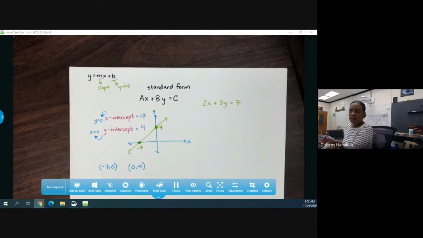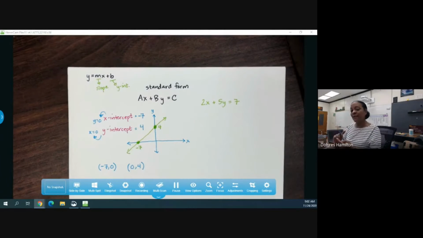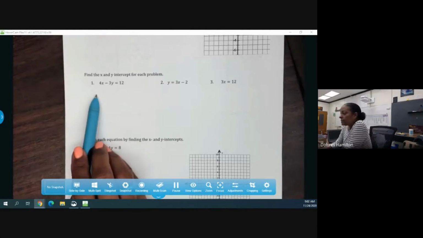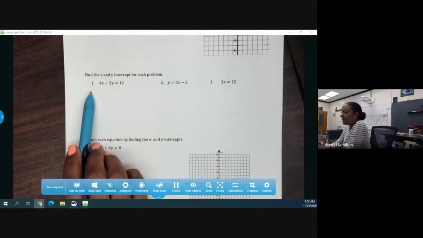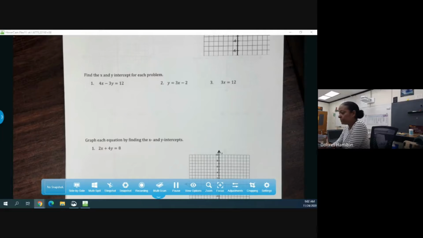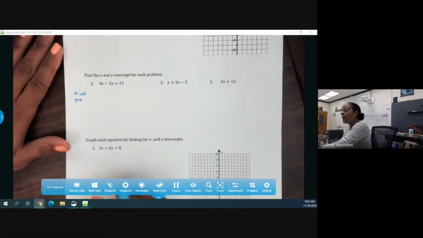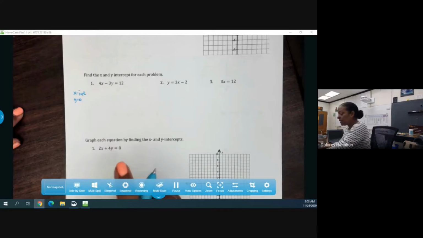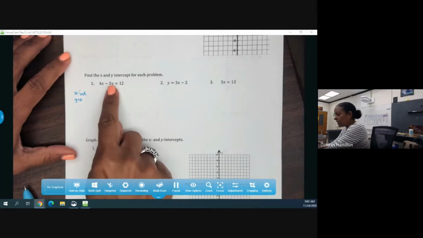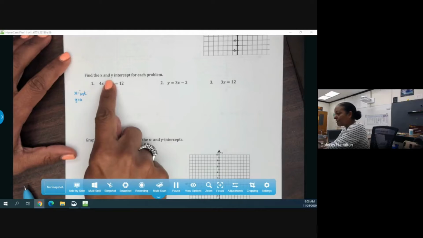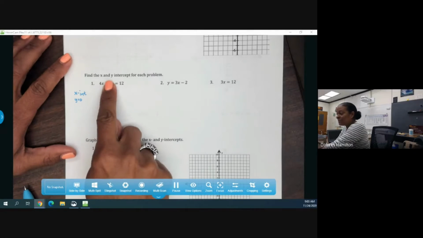So the next couple of examples, we are going to find the x and y-intercept, and then we're going to use those intercepts to graph equations of lines. So let's look at this one example where we're asked to find the x and y-intercept for each problem. Now, what I like to do is when I'm looking for the x-intercept, I know that my y will always be 0. So what I do is I take that equation and I make the y disappear, because if it's my x-intercept, that y would be 0, and that would go away.